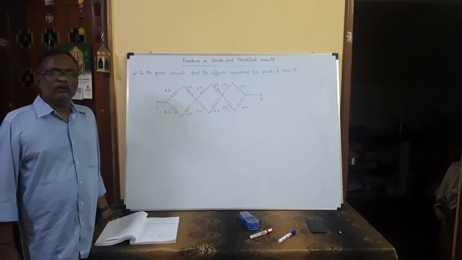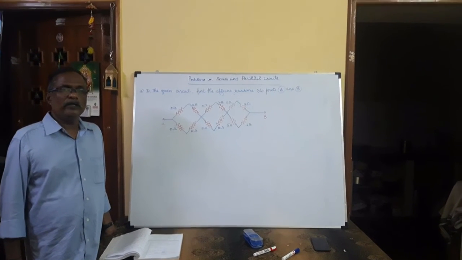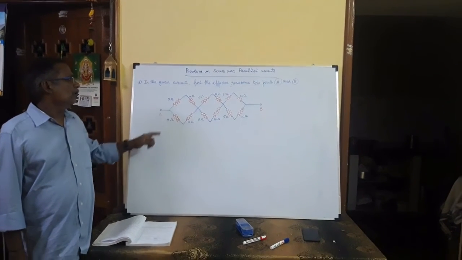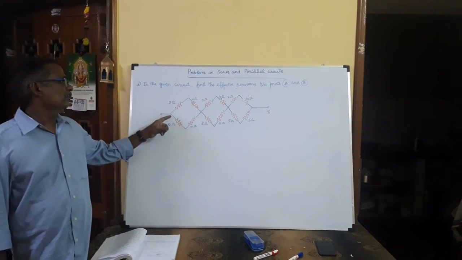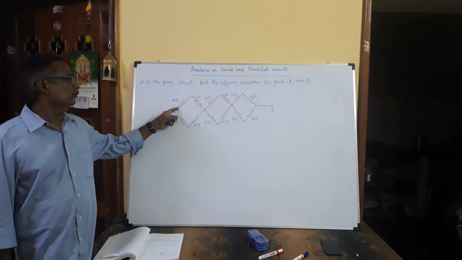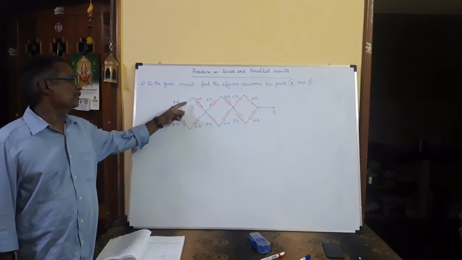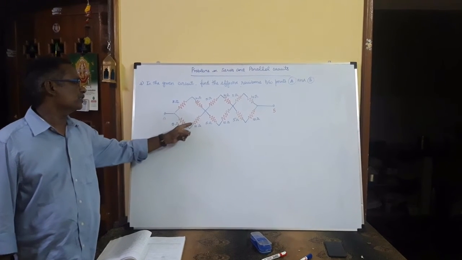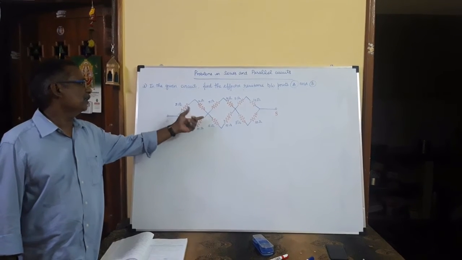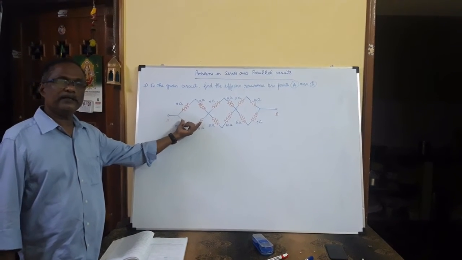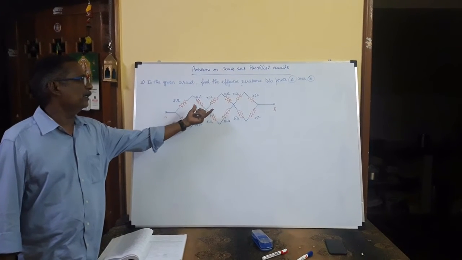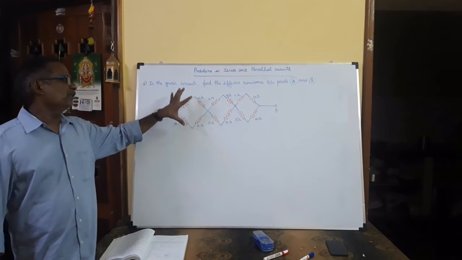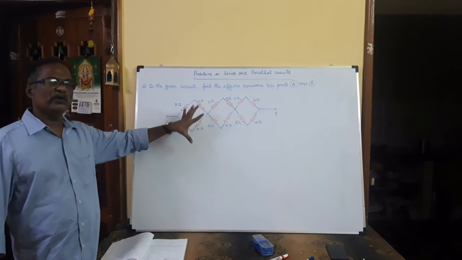Okay, the third problem is to find the equivalent resistance of the series and parallel circuit. Here there are 12 resistors. If you look at this diagram, the 5 ohm resistor and 10 ohm resistor are connected in series. Similarly, another 5 ohm and 10 ohm resistor are connected in series. This combination and that combination are connected in parallel. Similarly, the next bridge and the third bridge. Now this complicated circuit is reduced into a simple circuit.